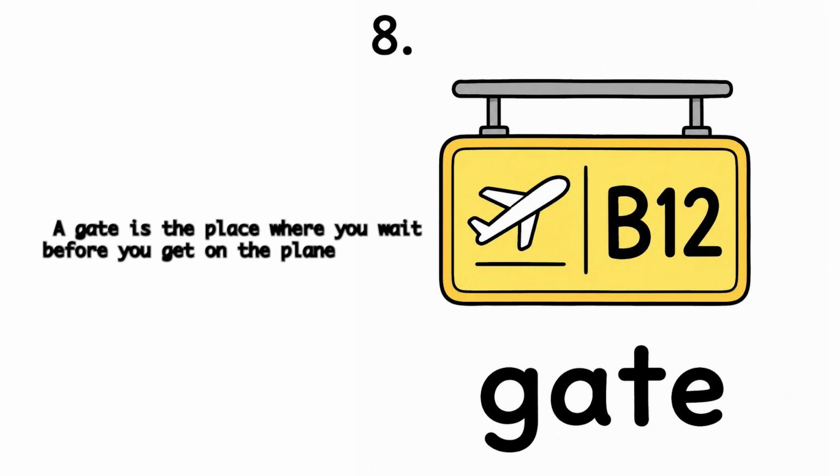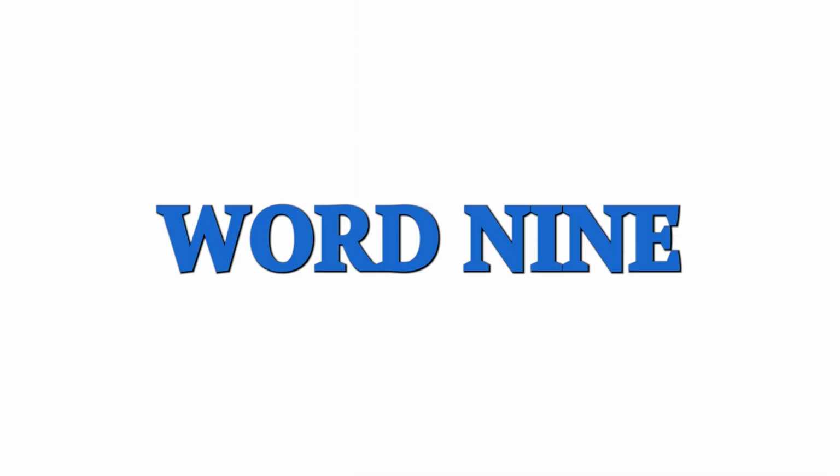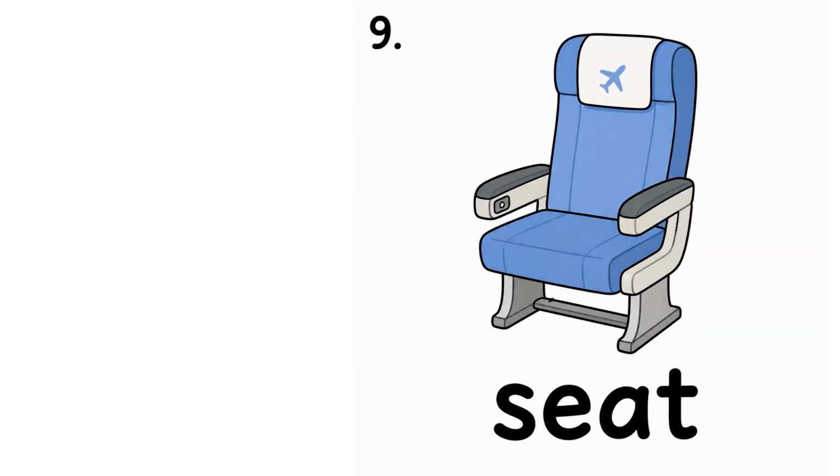Word 8. Gate. A gate is the place where you wait before you get on the plane. Example. My gate is number 5. Word 9. Seat. A seat is where you sit. Example. My seat is near the window.